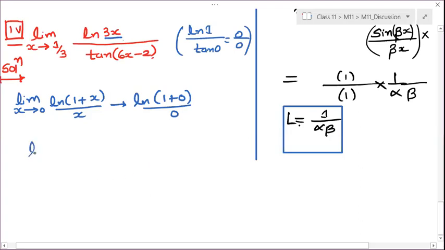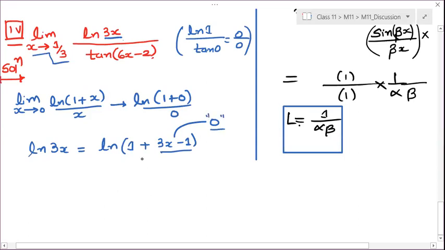So understand here, ln 3x, I can write it like this. Can I write ln 3x as ln 1 plus 3x minus 1? Yes or no? Right, just I have added plus 1 and minus 1 over here. So now if I put x tends to 1 by 3, then this 3x minus 1 will become 0 or not? Okay, it tends to 0 or not? Please give me some response. Can I write ln 3x like this, 1 plus 3x minus 1, and for ln 1 plus x, x should be in denominator. For ln 1 plus 3x minus 1, 3x minus 1 should be in denominator, isn't it?